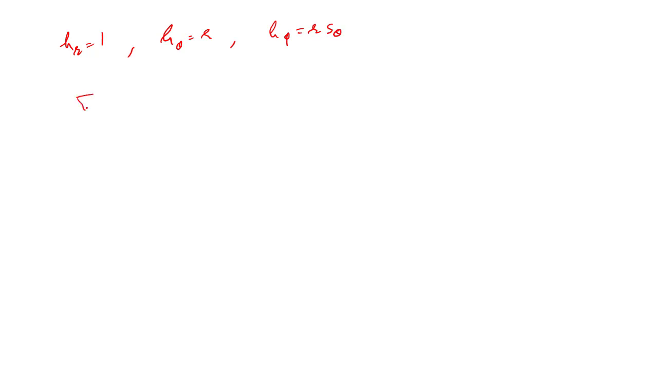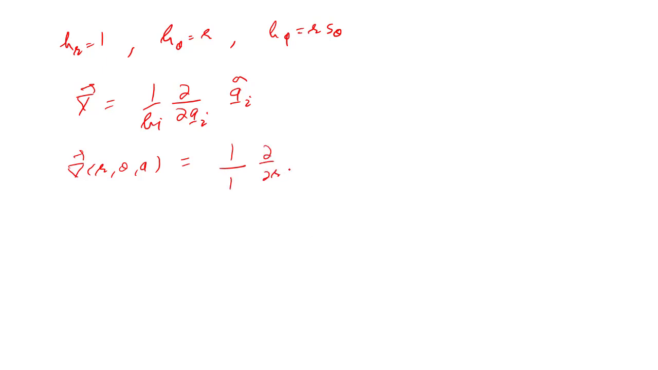Then I know how to write the gradient. The gradient is 1 over h_i ∂/∂q_i along q_i. So the gradient operator in spherical polar coordinate systems, for r, θ, φ, we can write as 1 over h_r, which is simply 1, ∂/∂r along r, plus 1 over h_θ, which is r, so I have ∂/∂θ along θ, plus 1 over h_φ, which is r sin θ. Then I have ∂/∂φ along φ.